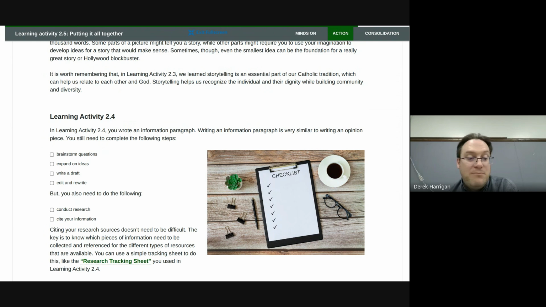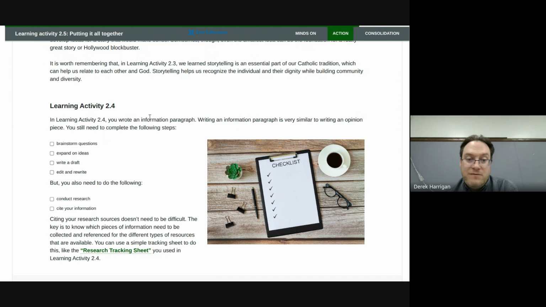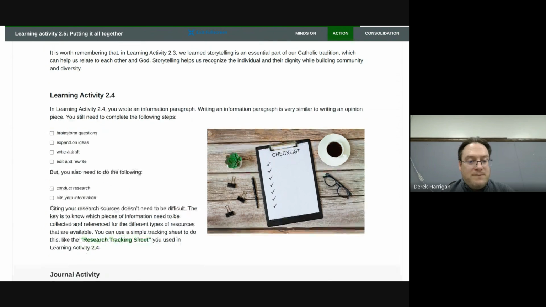This is a really important skill that you will need if you move on to grade 12 English or college or university. You're going to have to be able to find good research and then properly put it inside your own assignments, whether it be an information paragraph or a series of paragraphs. You're going to have to show that you know how to use research. That's what we focused on in Unit 2, Activity 4.